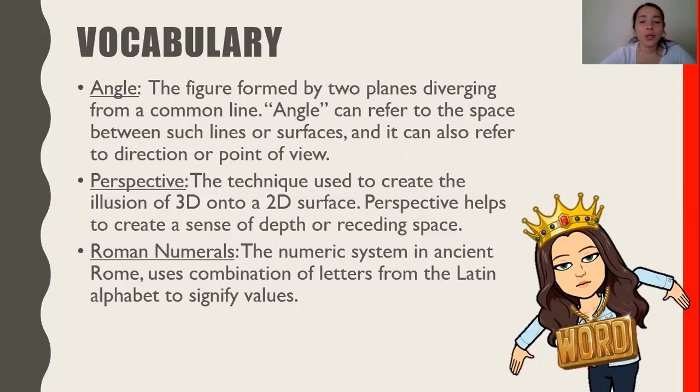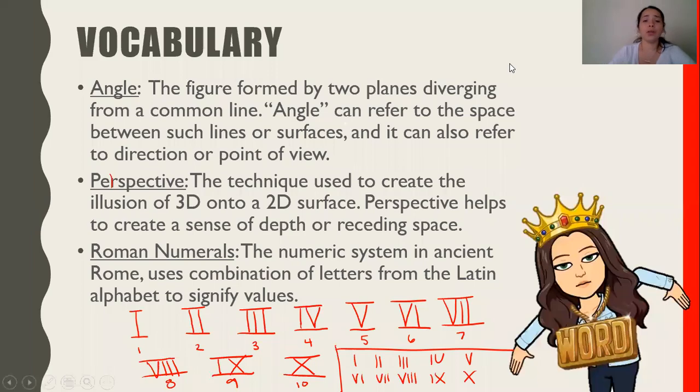And then Roman numerals. Do you know what Roman numerals are? Okay, they're the numeric system in ancient Rome, and they use combinations of letters from the Latin alphabet to signify values. Each is represented by a Latin letter, but they really represent numbers.